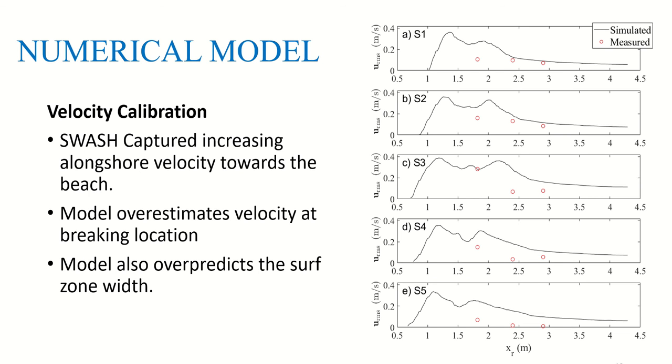On the other hand, comparing the velocity measurements with the simulations, SWASH is still capturing the increase of the alongshore current induced by the wave breaking accurately towards the beach. However, the values are overestimated, especially when it's close to the breaking location. The model also over-predicts the surf zone width.